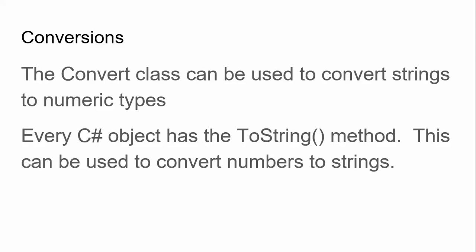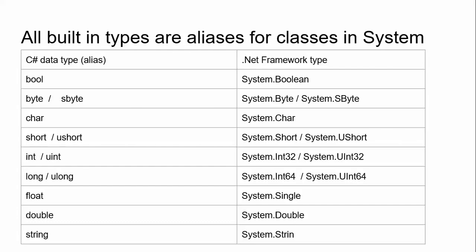Everything in C# has a toString function built into it. Everything in C# is a descendant of system.object, and system.object has a toString function. So even the number 5 has a toString function, which seems kind of crazy, but it's true. And we can skip all that.